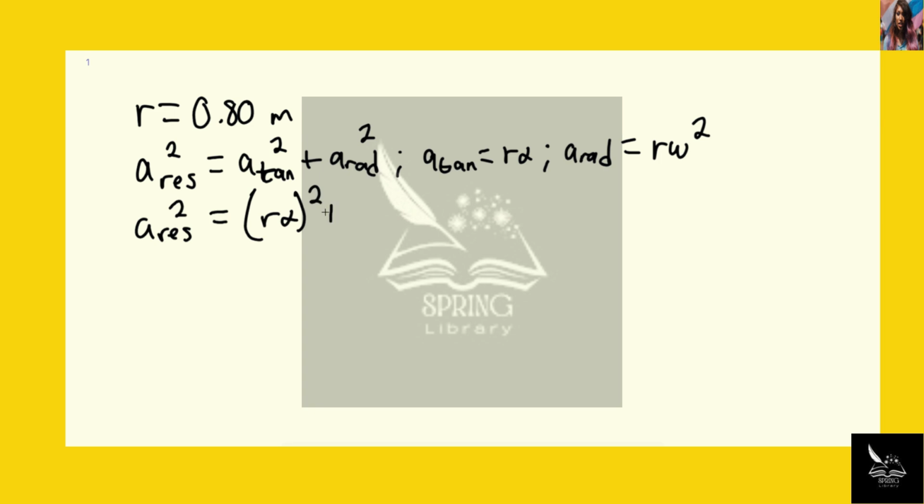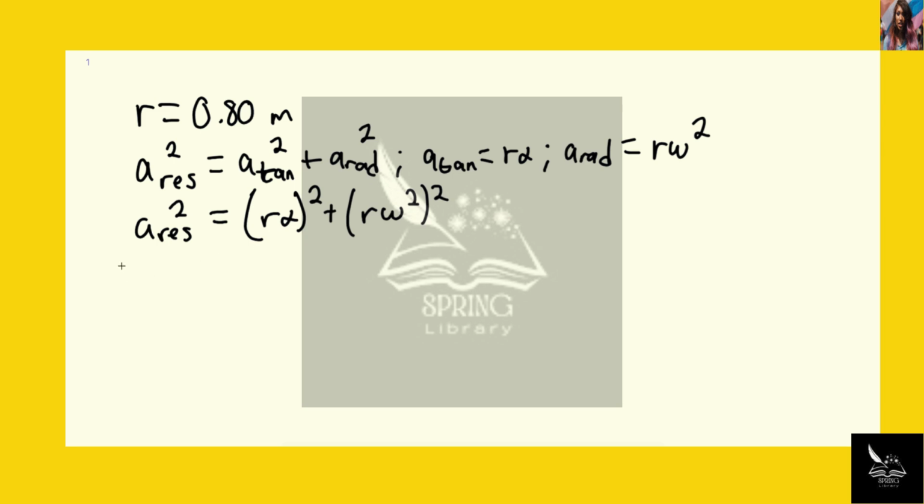At this point, we can say that the tangential acceleration is equal to r alpha, and the radial acceleration is equal to r omega squared. At this point, we can say a resultant squared equals r alpha squared plus r omega squared squared.